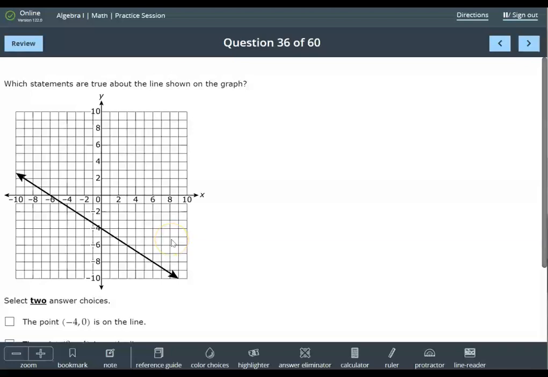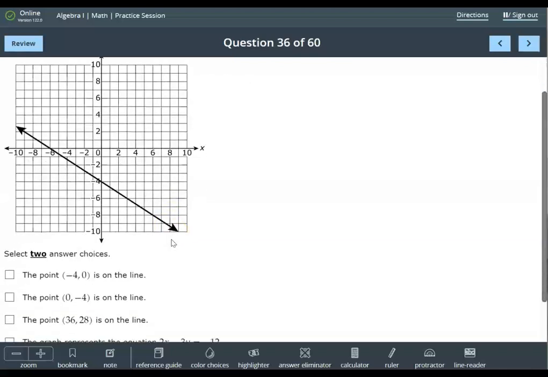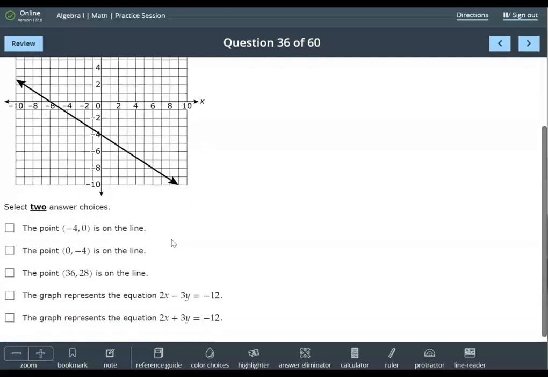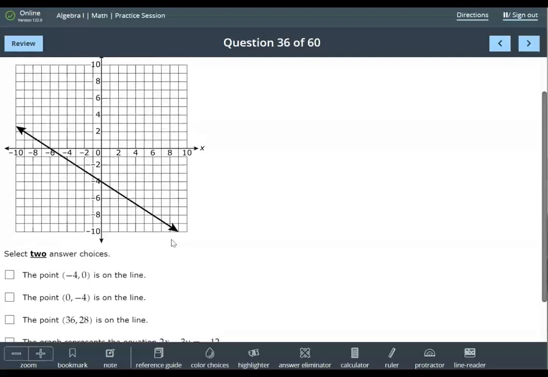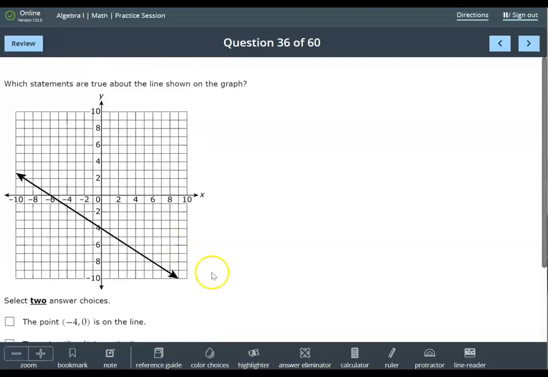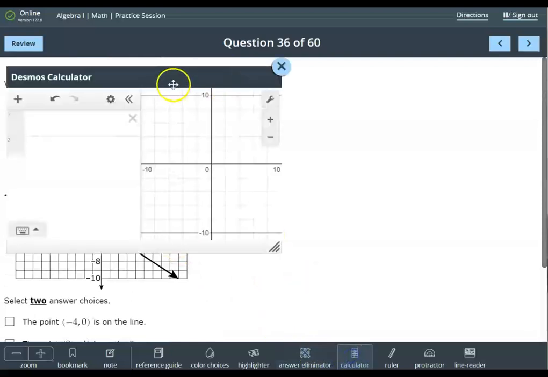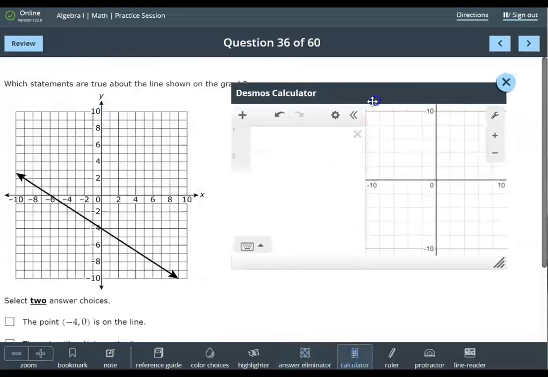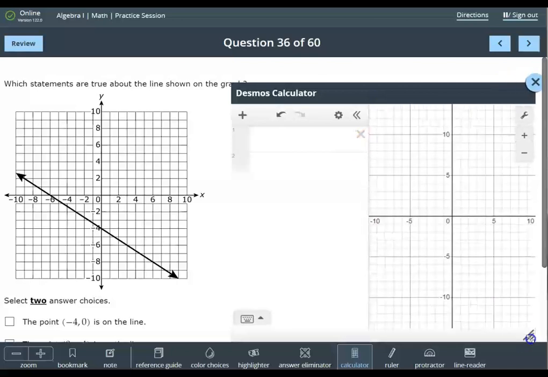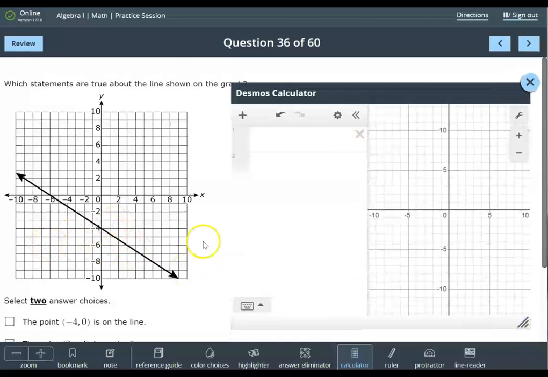The next question we're looking at is question number 36. We're given a linear function, a line in a graph, and we're asked which statements are true. And so we have 5 statements to choose from. So I'm going to open up my calculator, and I'm going to see if I can plot some things here and see if that'll help me.